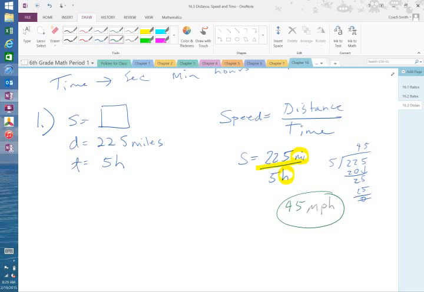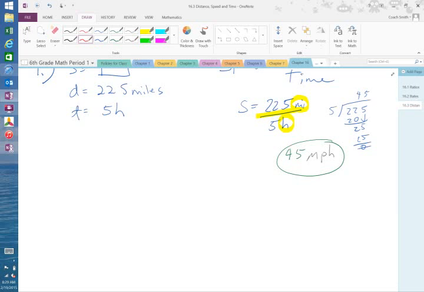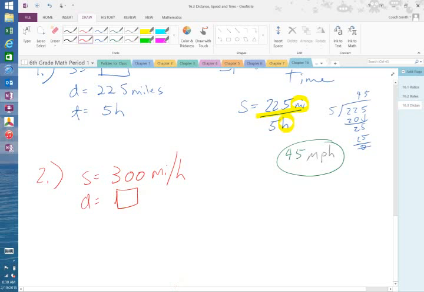All right, let's look at the next one. First couple ones here are fairly simplistic. Number 2. Number 2 says speed equals 300 miles per hour. Distance equals blank. Time is equal to 6 hours. Okay, so what is our formula for distance?